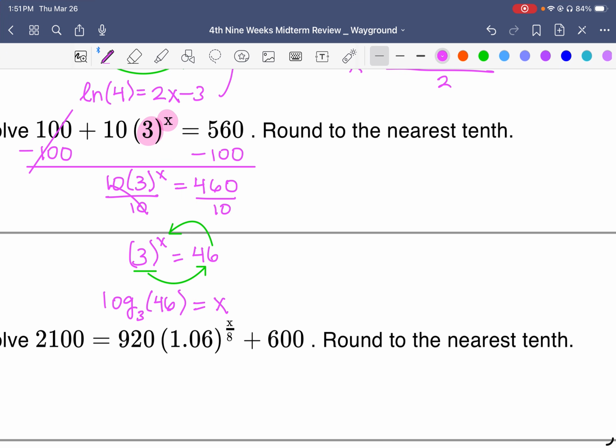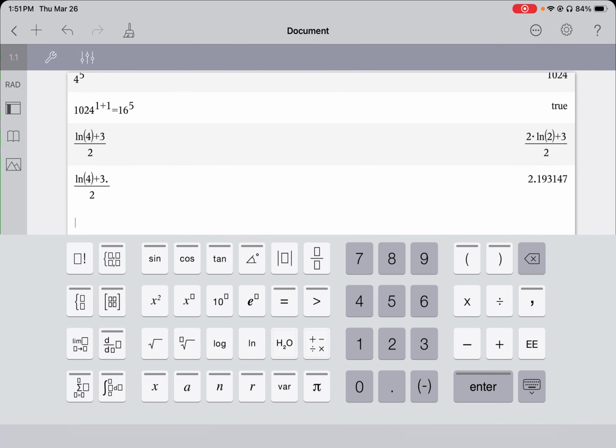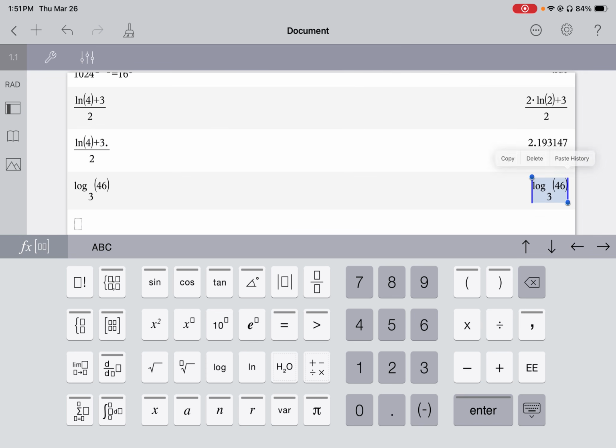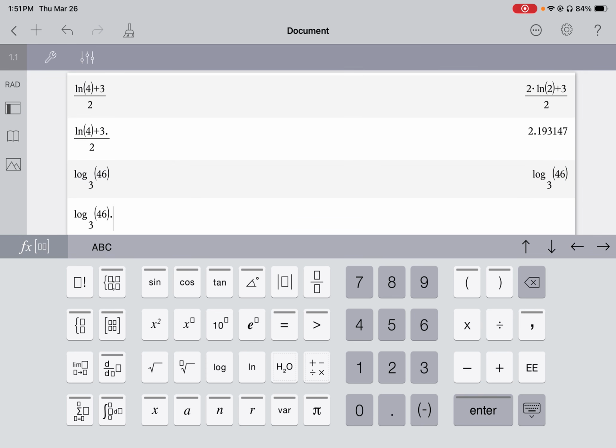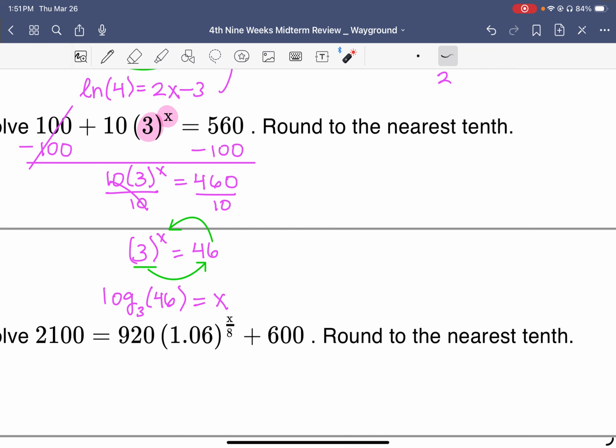Okay, now we have isolated x, and if the question said leave it exact, we would be done, but it didn't. It said round to the nearest tenth. So I'm going to go to the calculator and type in log base 3 of 46. And it happened to me again. I need to add a period to it. 3.484.